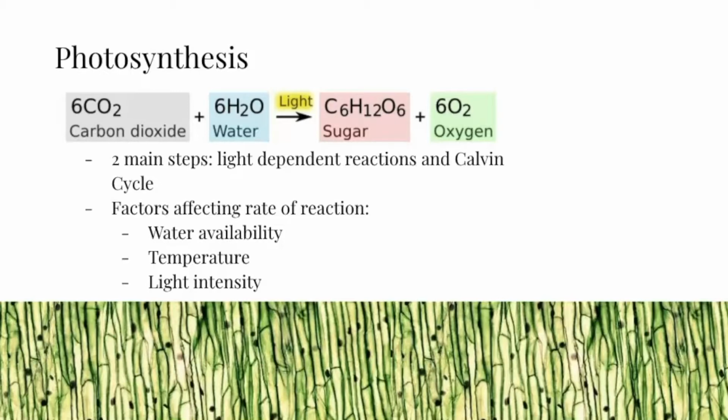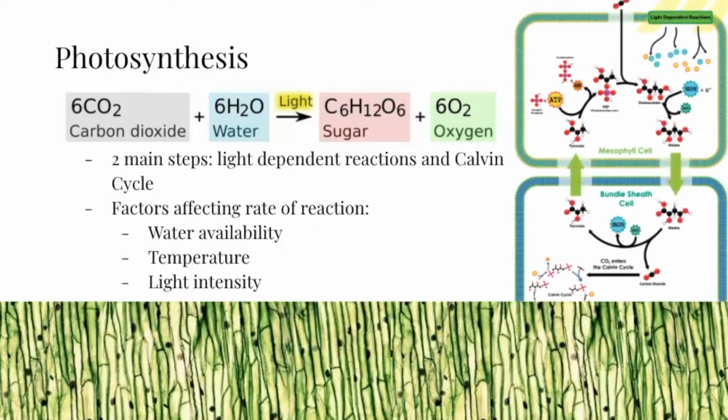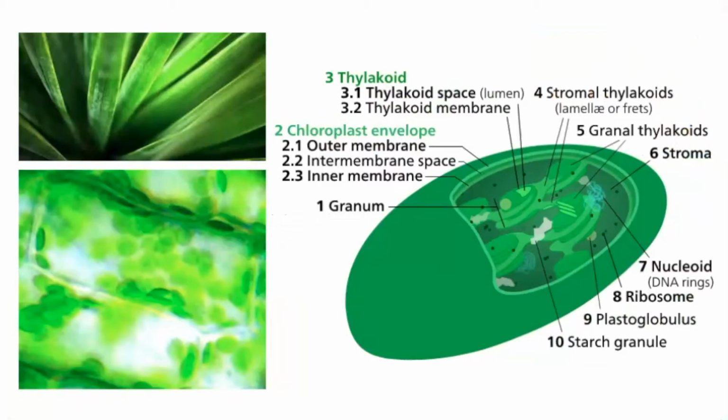The process of photosynthesis is broken down into two main steps. There's the light-dependent reactions and the Calvin cycle, which are light-independent reactions. If you'd like to explore the chemistry of photosynthesis, those are the terms that you would have to use to explore it in much more detail. Photosynthesis, like all chemical reactions, has factors that affect the rate of reaction. Things like water availability, temperature, and light intensity impact the rate of photosynthesis.